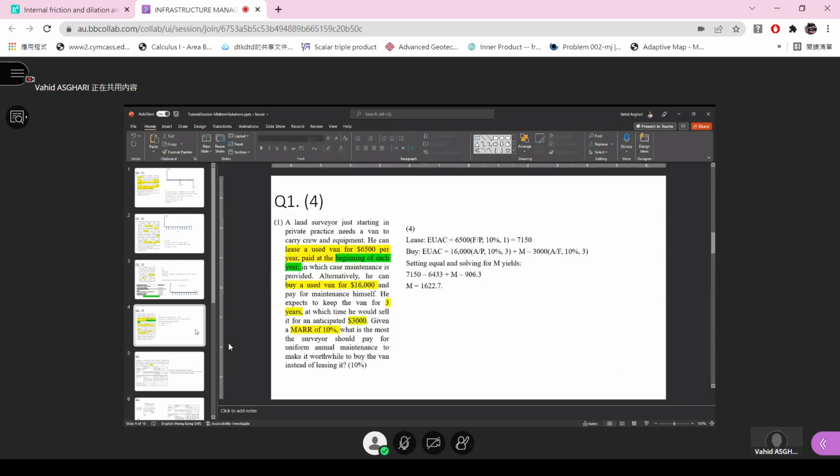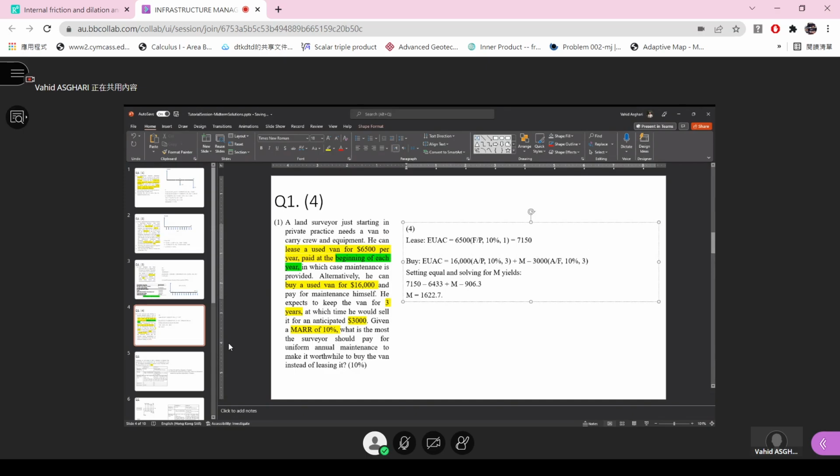So part 4 of question 1. Two options: one option is leasing something, another is buying something, and the lease is paid at the beginning of each year. Like I said in the previous question, you need to move it to the end of the period. The minimum annual rate of return is 10%, and if you move it to the end of the period, it will be $7,000 something.